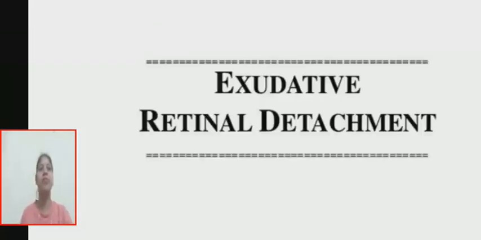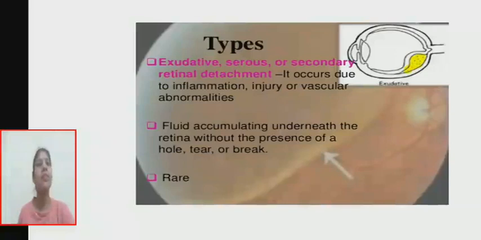Next type is the exudative retinal detachment. Exudative retinal detachment is also called serous or secondary retinal detachment. It occurs due to inflammation, injury or vascular abnormalities, with fluid accumulating underneath the retina without the presence of a hole, tear or break. It's rare. Now, this is fluid accumulation without any tear.